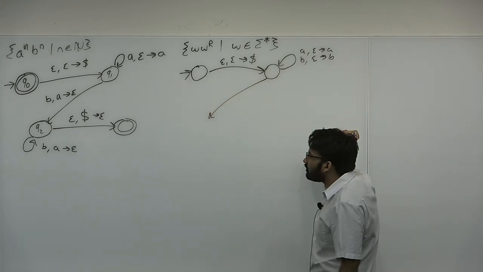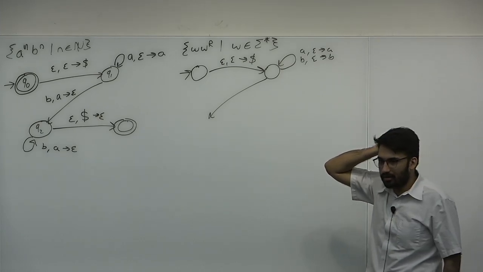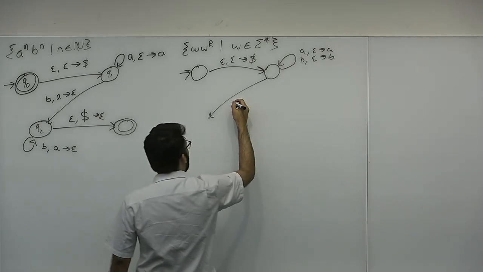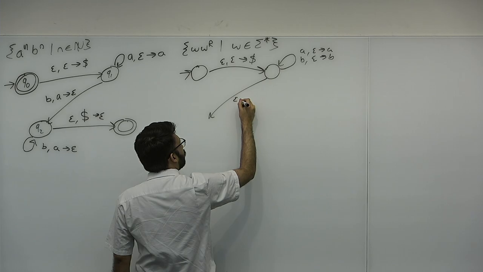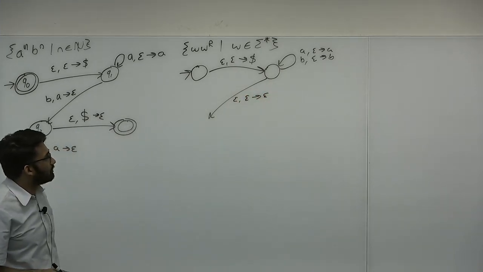Also, there's no real good reason why I'm drawing these like Zs except to be compact. You don't have to do that. That's just something I made up, right? So we're going to just non-deterministically guess the middle, okay?